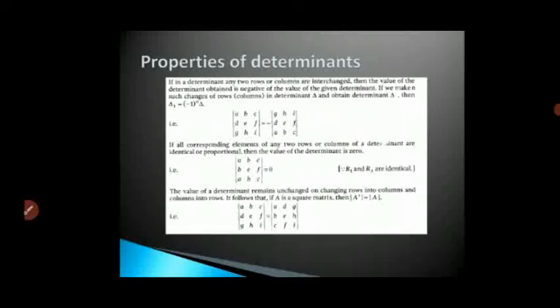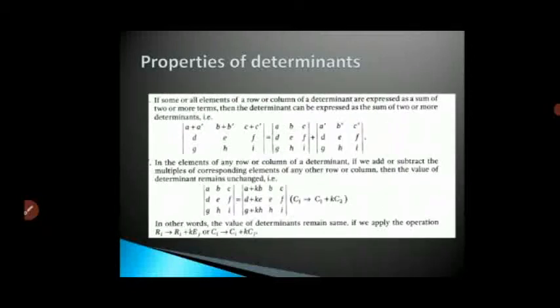It follows that if A is a square matrix, then interchanging rows and columns of the determinant is not changing its value. Now if some or all elements of a row or column of a determinant are expressed as a sum of 2 or more terms, then the determinant can be expressed as sum of 2 or more determinants. So very clearly you can see. Now if to the elements of any row or column of a determinant, we add or subtract the multiples of corresponding elements of any other row or column, then the value of determinant remains unchanged. So after doing this also, the unique value, the single value which the determinant gets, won't be changed.